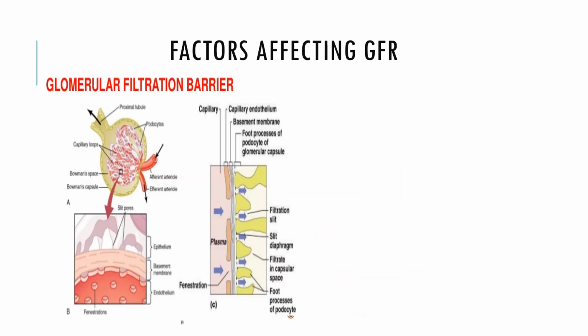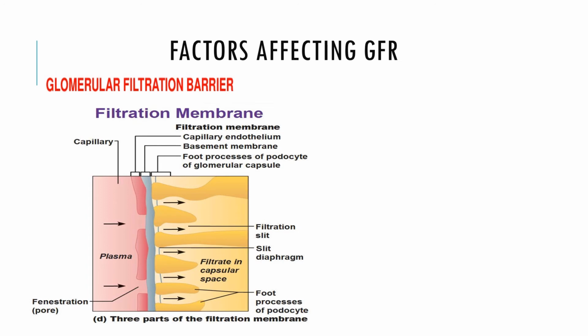From my previous video, I think you came across the detailed structure of this glomerular filtration barrier. So the glomerular filtration barrier has three layers. One is the capillary endothelium. Its special quality is that it is very much porous or fenestrated, and the diameter of these pores is around 70 to 90 nanometer.